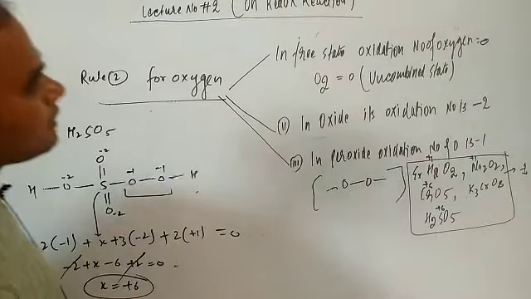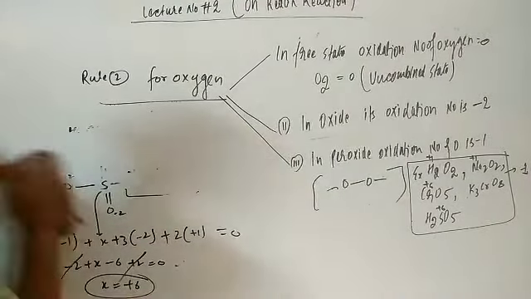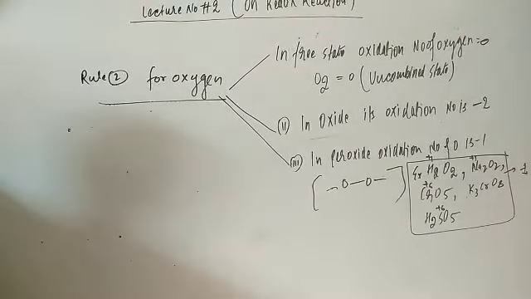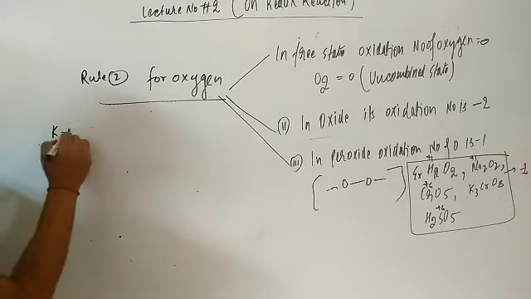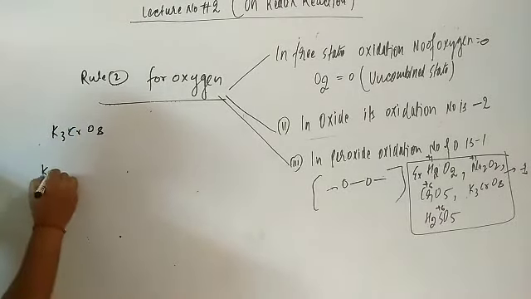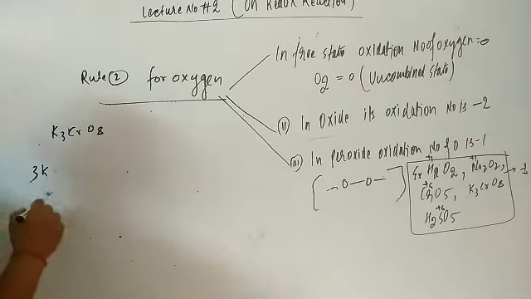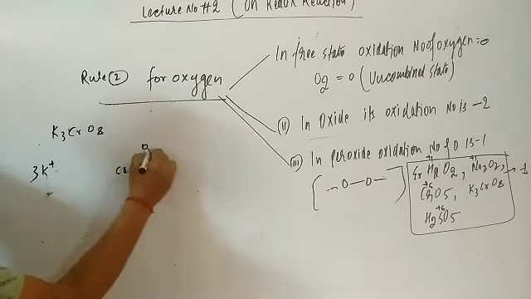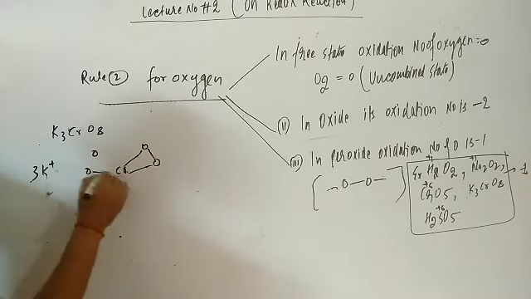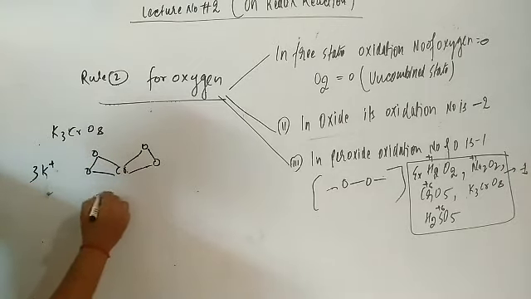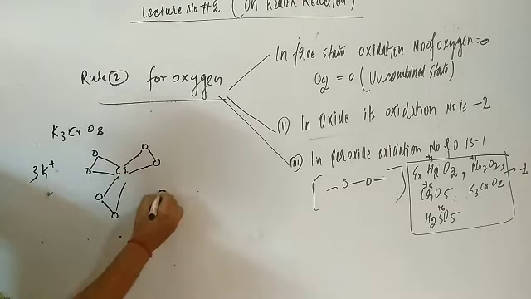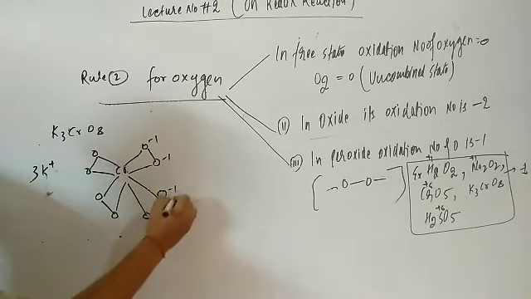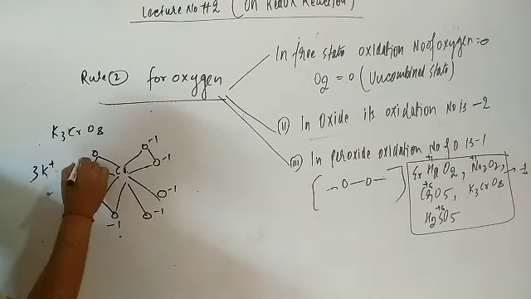Suppose we are having one more example, which is also a very important example: K3CrO8. Let K3 be like that, so you can put 3K plus, and here is Cr. You see, student, 8 oxygens are there, so there are peroxide linkages. How is the structure? This is a peroxide linkage, here oxygen, this is a peroxide linkage, here oxygen, this is again a peroxide linkage. So that is -1 for each of the 8 oxygens.